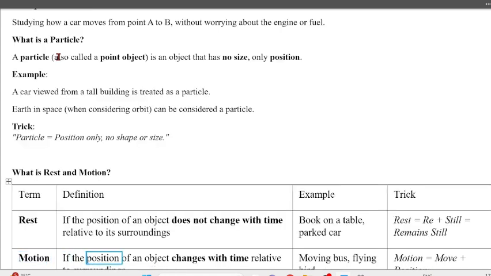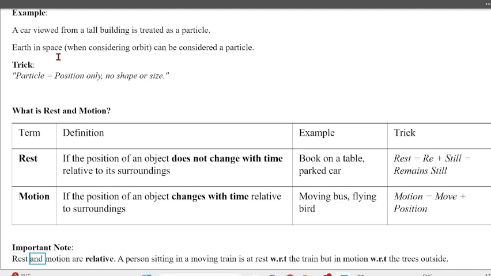Motion: if the position of an object changes with time relative to surroundings. Moving bus. Flying bird. Motion is equal to move plus position. Important note: rest and motion are relative. A person sitting in a moving train is at rest w.r.t the train, but in motion w.r.t the trees outside.